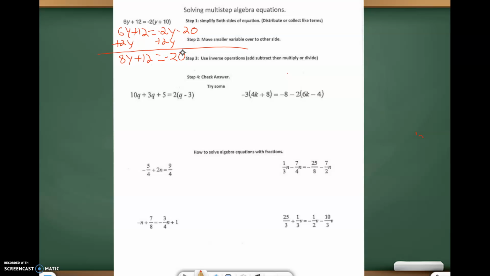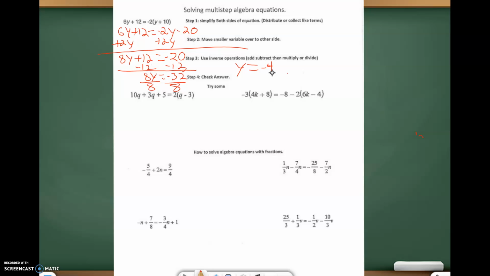Then you got a two-step equation, minus 12, right? So you have 8y equals -32, divide by 8, and y equals -4. Okay, now to check your answer, you would just plug -4 back into the problem.